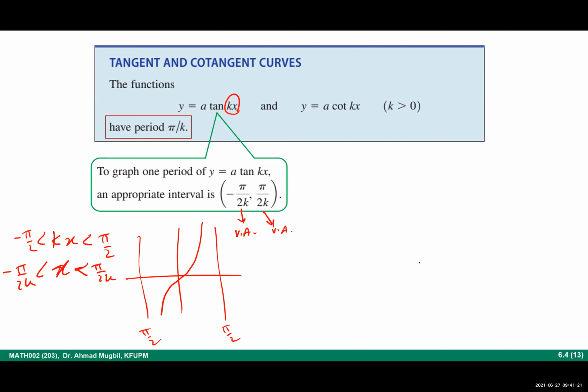For cotan, do you remember the graph of cotan? The first two vertical asymptotes are 0 and pi, and the graph of cotan looks like this.